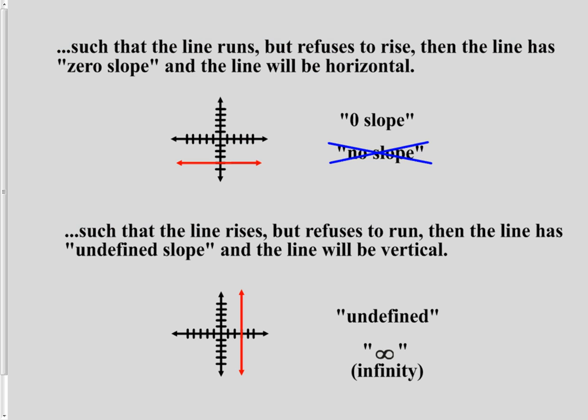A couple more situations that we might run into for slope. Slope might actually end up being 0 if the line is running but refusing to rise. That's what we call zero slope. And it might be undefined if the line is rising but refuses to run. That's the difference between having a 0 in your numerator for a horizontal line or a 0 in your denominator for a vertical line.